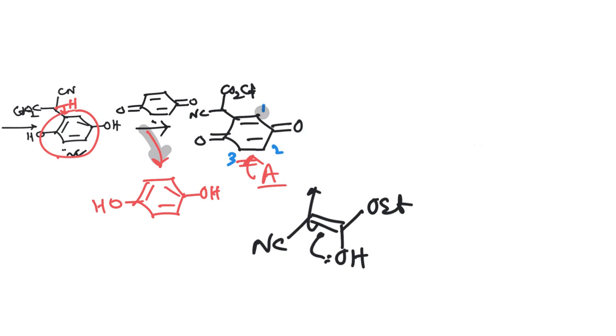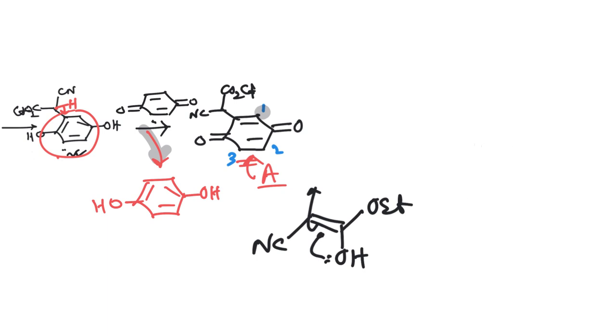If attack occurs on this position, the negative charge will go here. Now this negative charge will face repulsion from this hyperconjugation, because hyperconjugation is also donating electron. So there is a repulsion of two negative charges over here. That means this attack is not favorable. Now what is the next option? Let us consider the next option.